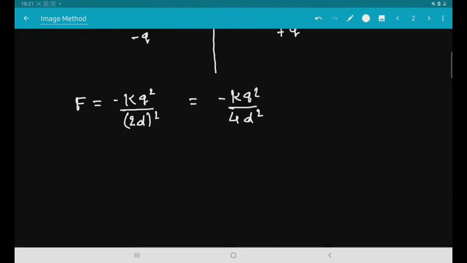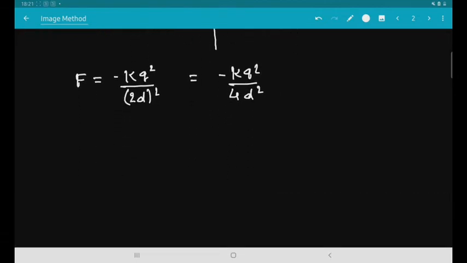Okay, let us calculate now the charge density. Now to calculate the charge density, sigma, what we'll be doing is finding the net force on a point.